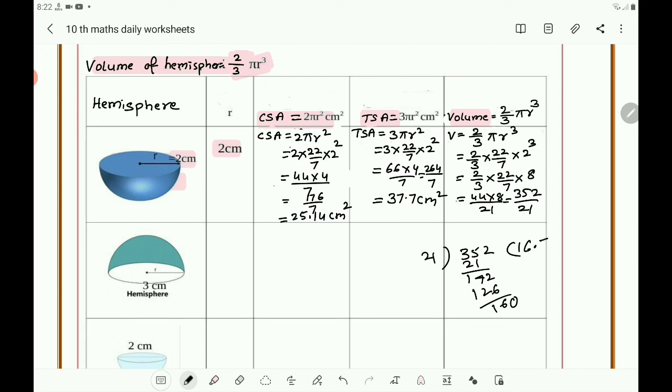8s becomes more, so you take 7s, 7 21s are 147. Then you will get 3 here. 5 minus 1 is 4, 1 3. Then you can have here also 6. Approximately you can write 16.76 cm cube. 16.76 cm cube is the approximate volume of the hemisphere with 2 cm radius.